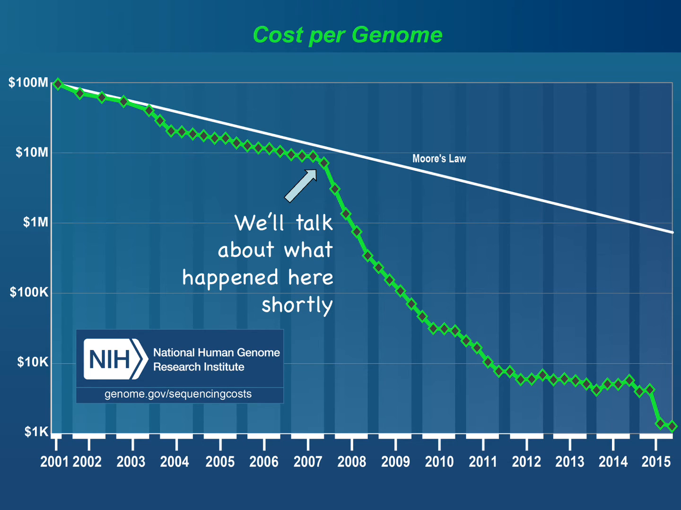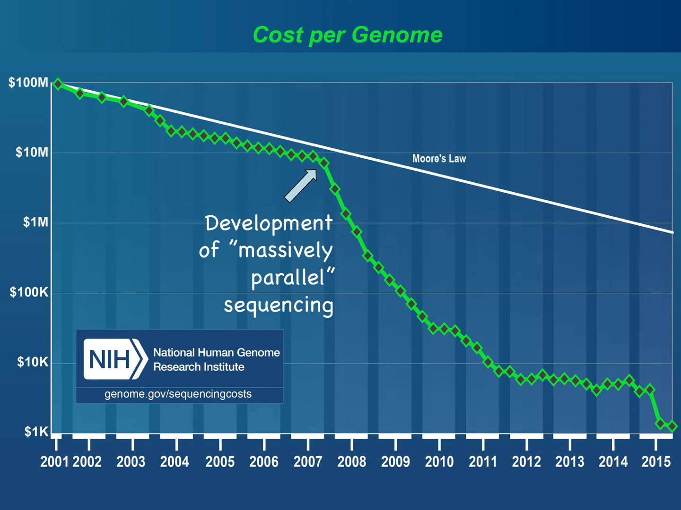Okay, so now let's talk about what happened here. Why suddenly the cost of sequencing really sort of dropped precipitously. And basically what happened here was that there was the development of what's known as massively parallel sequencing. You can sequence many, many, many DNA molecules simultaneously using these really simple approaches that were developed.